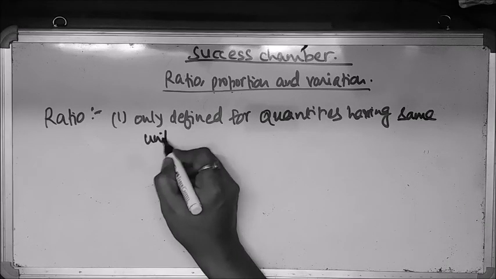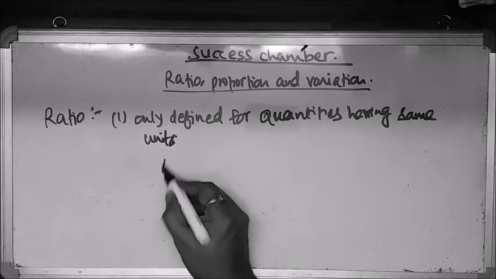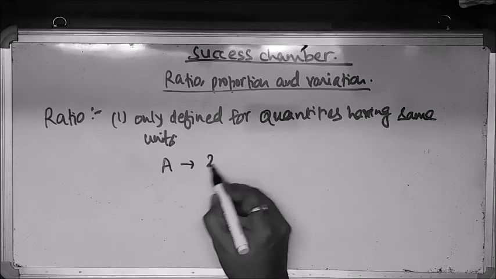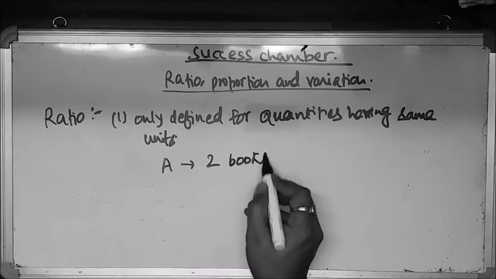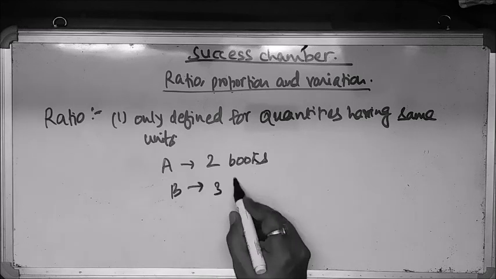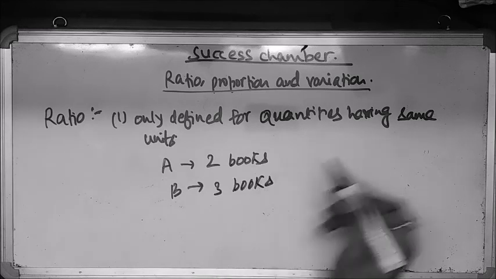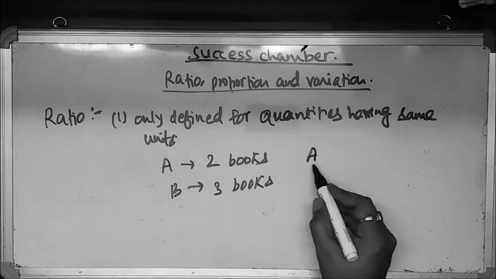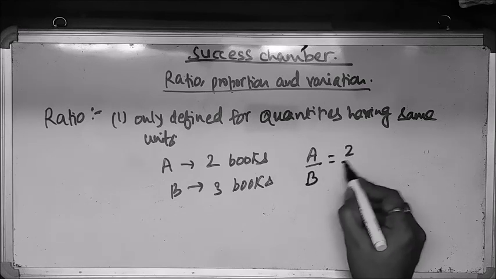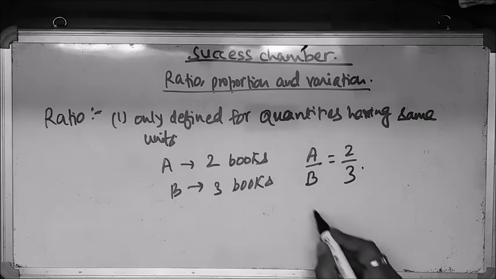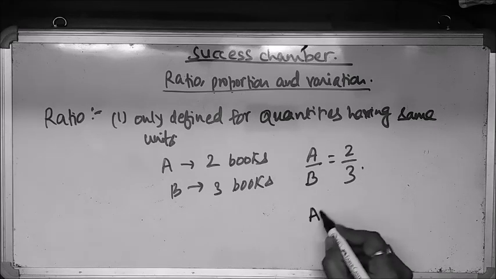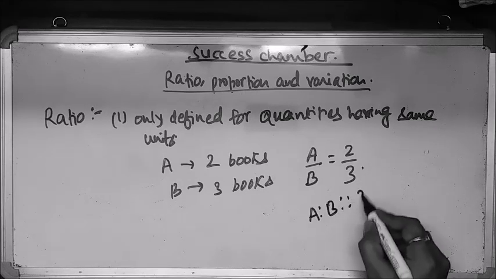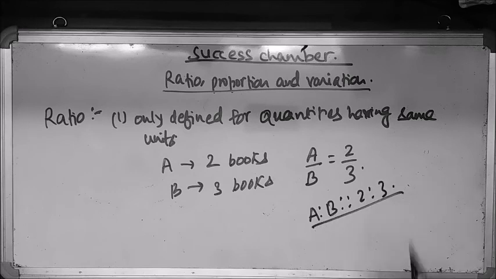Having same units. So if I say that A is having 2 books and B has 3 books, so we can say that A and B have books in the ratio of 2:3. So it's noted like this, that A is to B is 2:3. So A and B are having books in the ratio of 2:3.